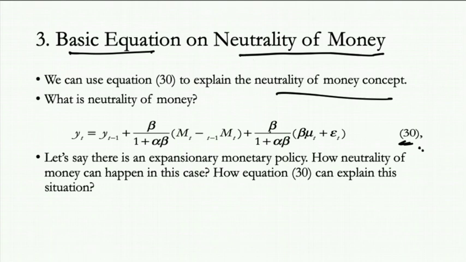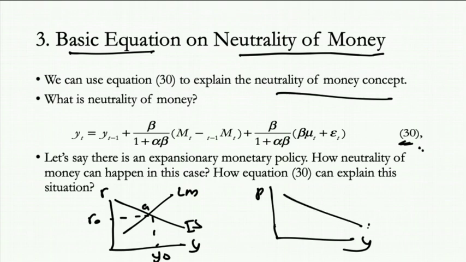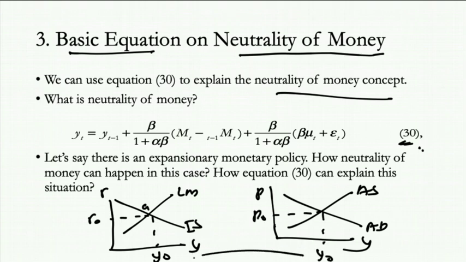Basically we know that, for instance, we have here output, here interest rate, so here IS, here LM. Then we have initial R naught and Y naught, call it point E. You also can have, I put price here, so you have AD, and then you have AS, and then you have P naught and Y naught here. Y naught here is the same as Y naught in the first diagram.